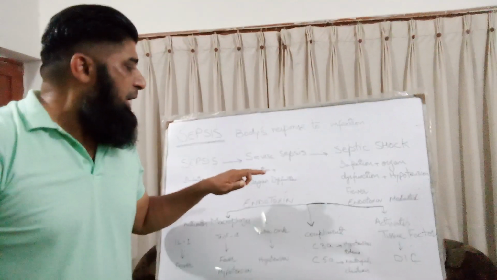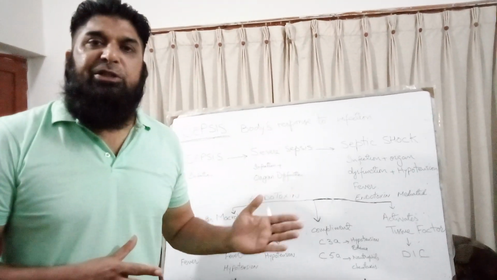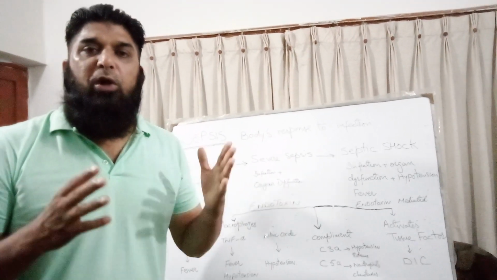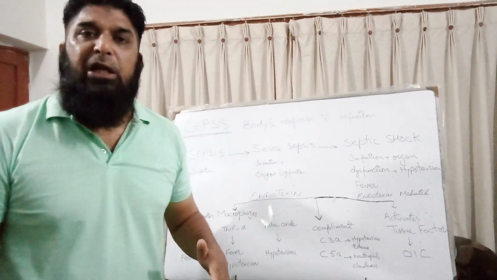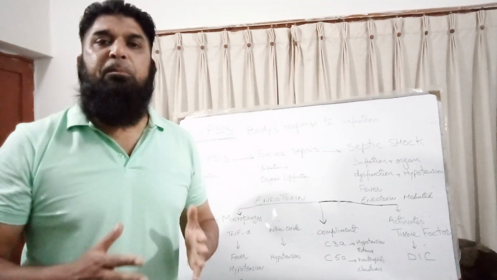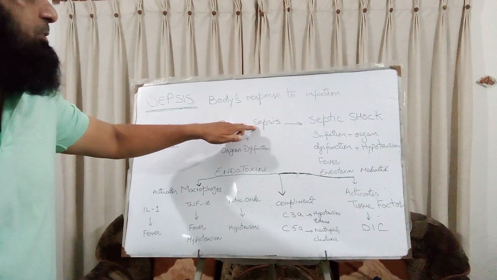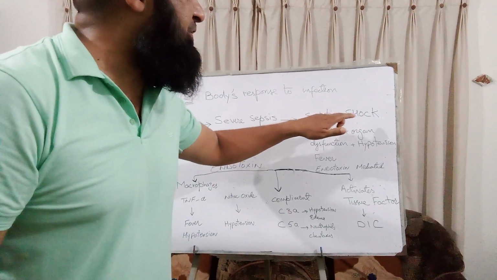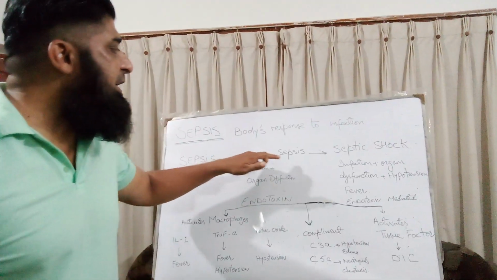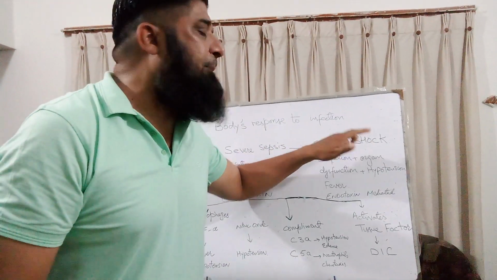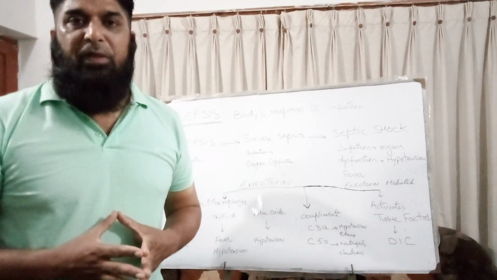This infection may involve kidneys. Infection may proceed to lungs, or infection may proceed to involve any organ of the body. This severe sepsis then leads to septic shock. Students, severe sepsis leads to septic shock. Now, what is septic shock?